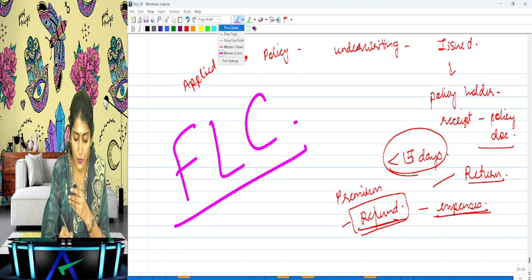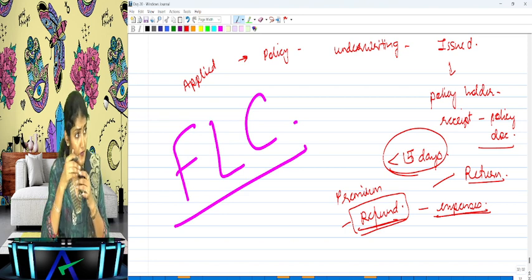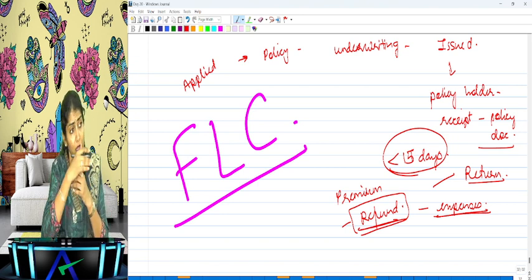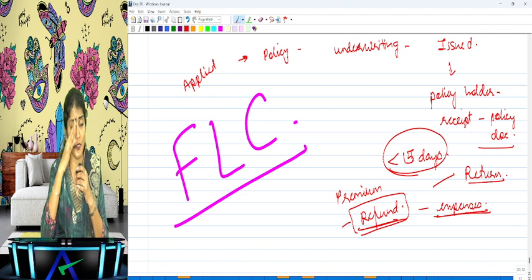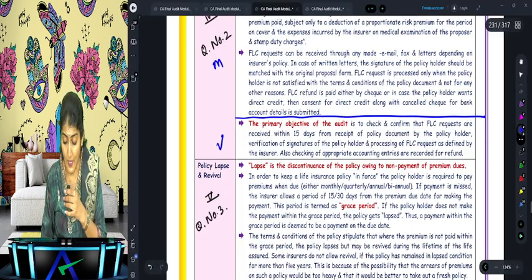Who has the option to cancel the policy? The insurance company or the policy holder? The policy holder. Within 15 days from the receipt of the policy document, he has an option to ask the insurance company to cancel the policy. If the insurance company receives such a request, now what does it say?